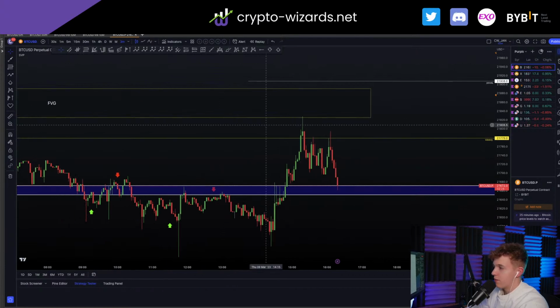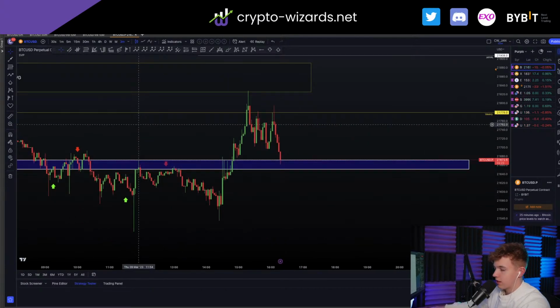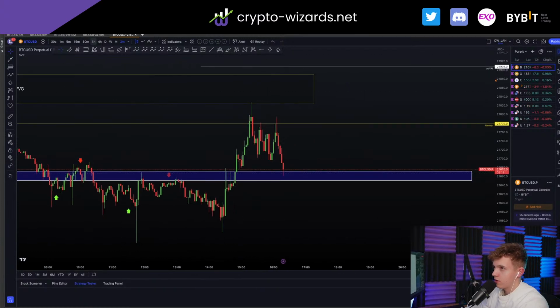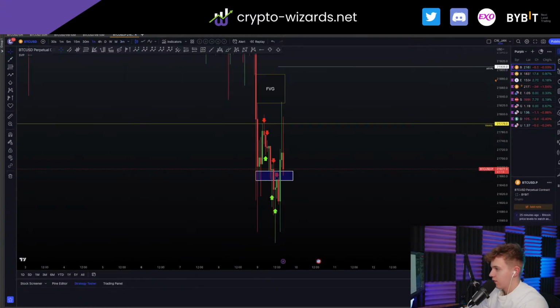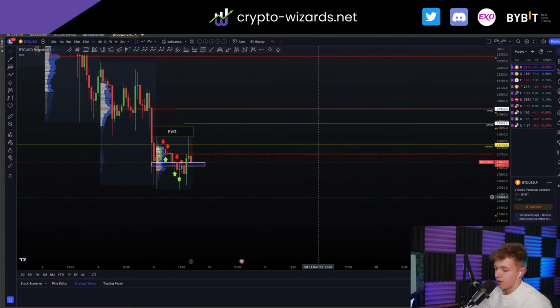Also be aware, sometimes what happens to me is I get too caught up in small time frames all the time. For example, right now I'm on a 3 minute and it looks so bullish. If you go to the higher one, it's not so bullish, you know what I mean? Just don't forget about it.